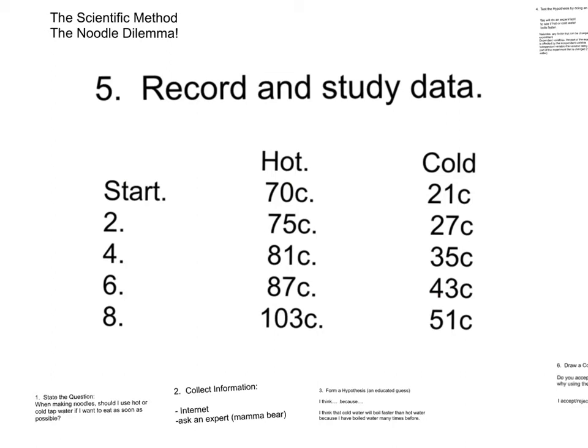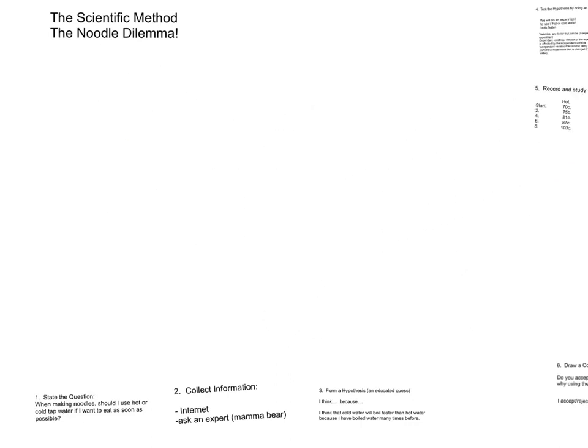When scientists take data down, they usually put it in some sort of a table that's easily understood by them for later study. So that's the fifth part. The fifth step of the scientific method is to record and study data.